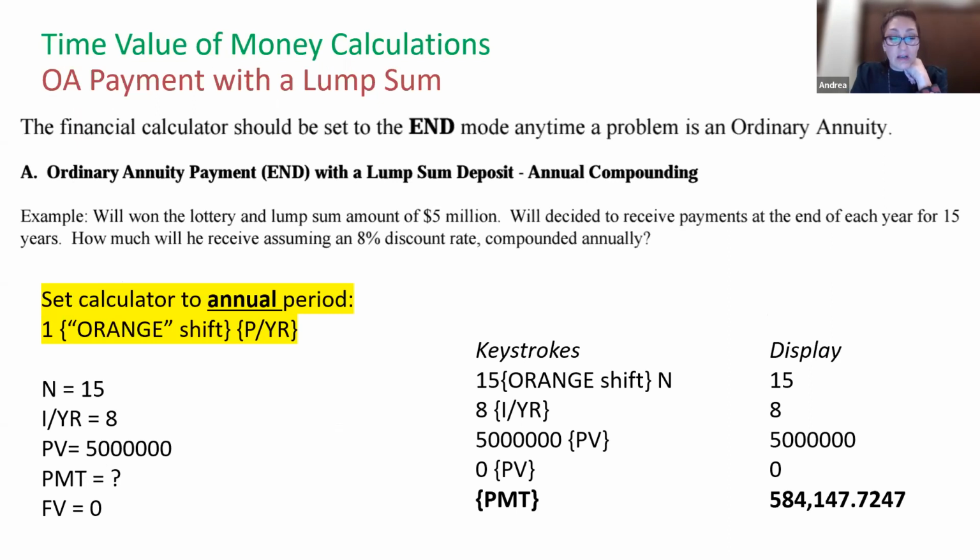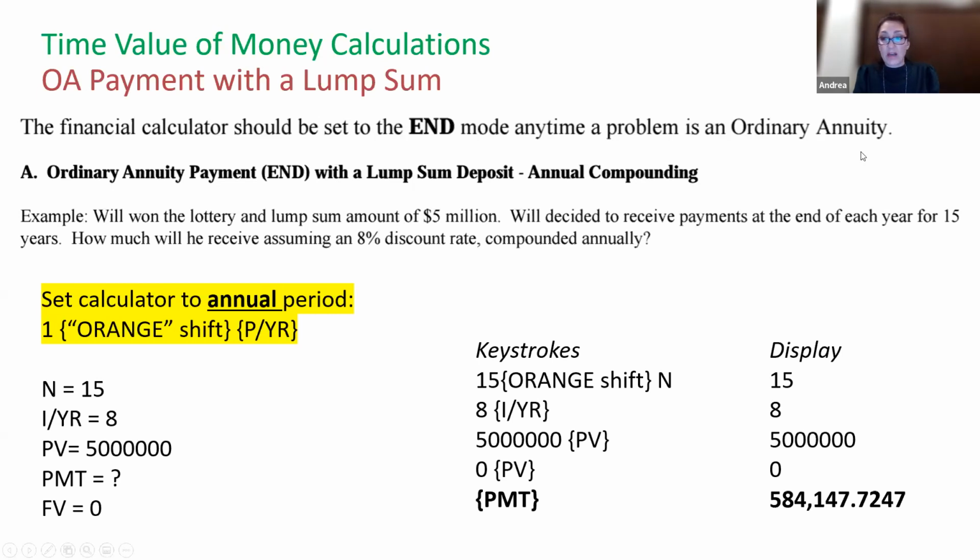So again, your calculator should be set to end mode. Okay, so it's an ordinary annuity payment with the lump sum deposit, and we're compounding annually. So in this example, Will has won the lottery and a lump sum of $5 million. He has decided to receive payments at the end of each year for 15 years.